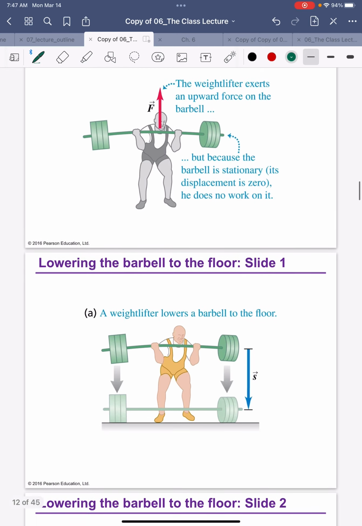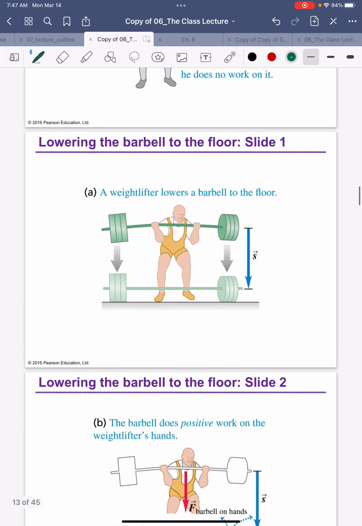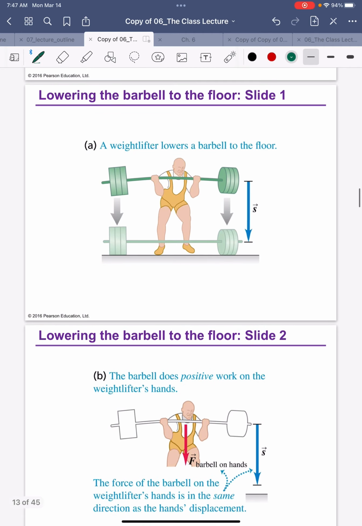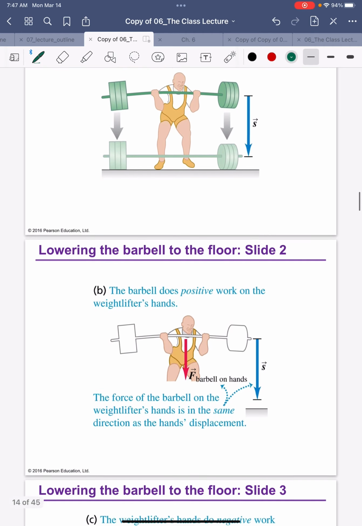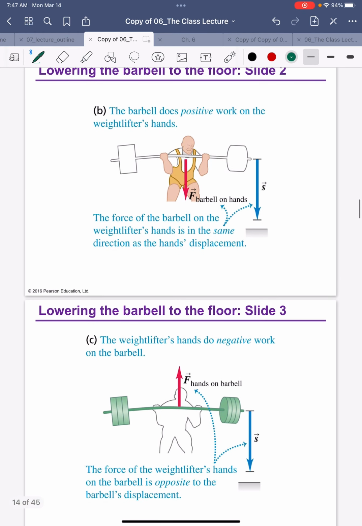Lowering, there is work, and that, of course, is positive work because the force and the displacement are in the same direction.